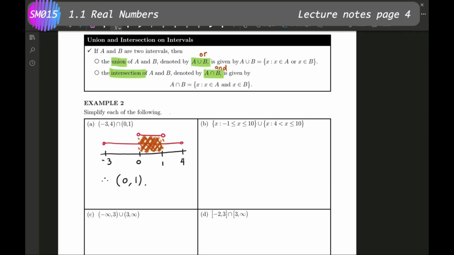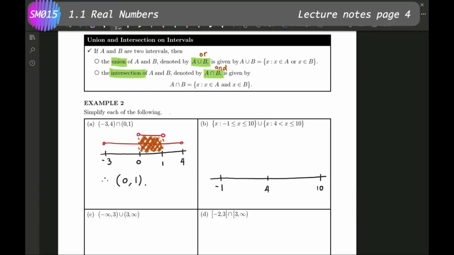Example 2B. I'm sure you can finish it within 1 minute. Okay, example 2B. So the same thing here. We draw a number line first. What are the numbers involved? We have -1. Please arrange in ascending order. We have 1, -1, 4, and lastly 10.